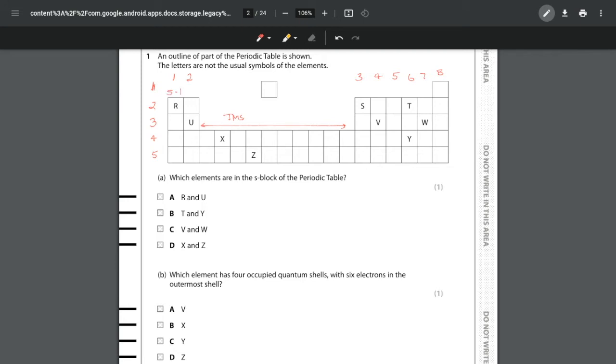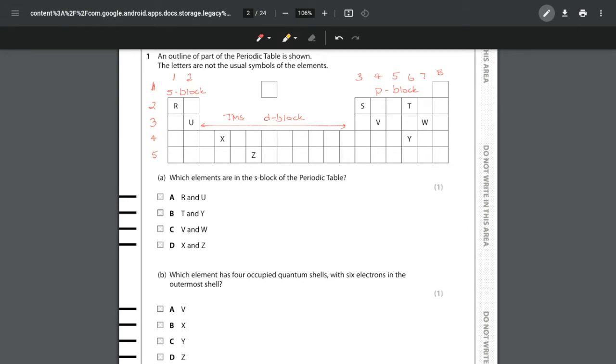So we've got the S block, which are the first two. Our transition metals fall into the D block. And remember, the blocks are where the highest energy electron is. And then groups 3 to 8 are known as the P block.